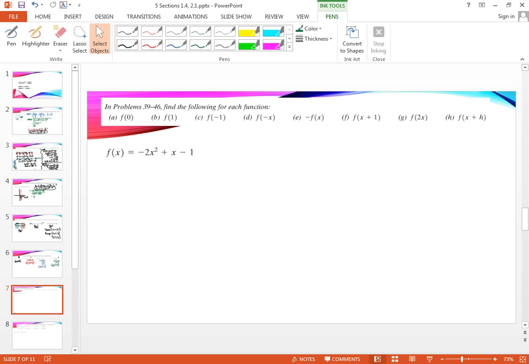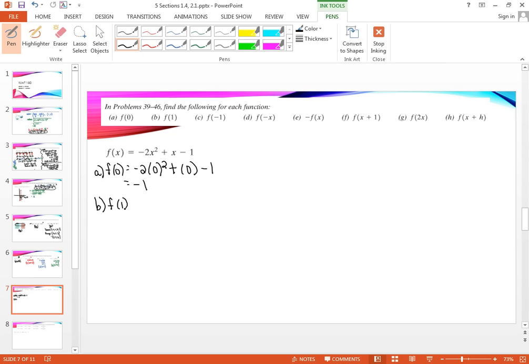Okay, so take this function, f of x equals negative 2x squared plus x minus 1, and find all of these things. All right, so A says f of 0. That means when x is 0, what is y? Everywhere you see x, substitute a 0 for it. So negative 2 times 0 squared plus 0 minus 1. That is 0 plus 0 minus 1. That's minus 1.